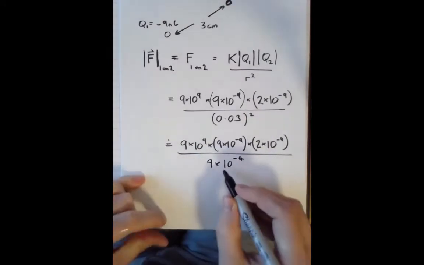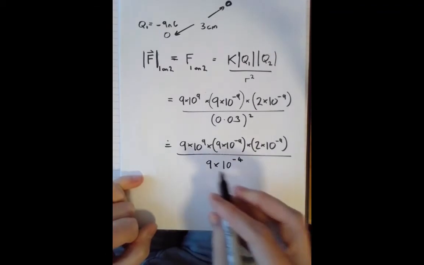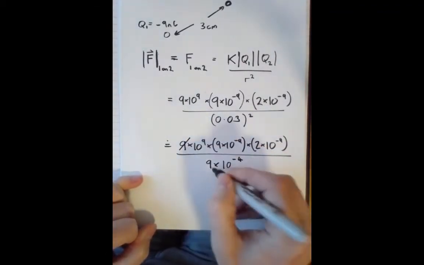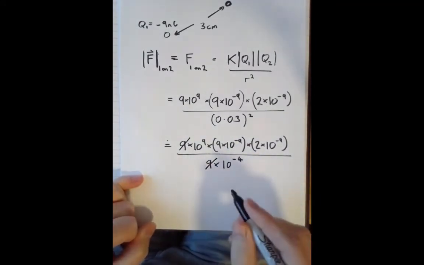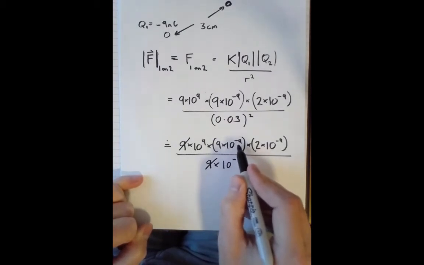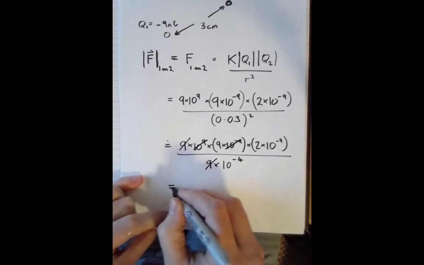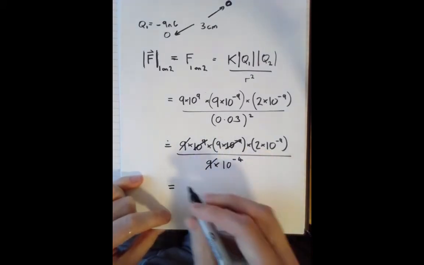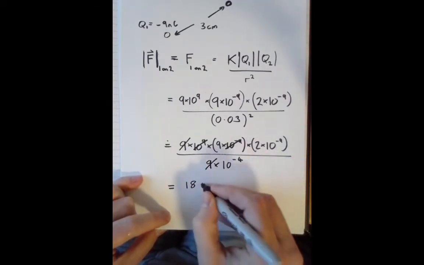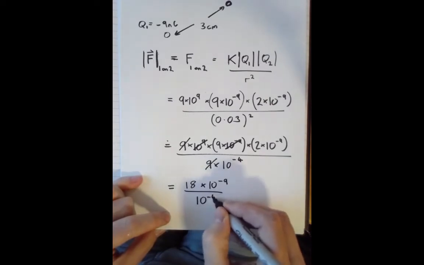Okay, now the next step, once you've multiplied out everything that's in parentheses, then you can start cancelling anything that will be cancelled. So for example, this 9 cancels that 9, because 9 divided by 9 is 1. 10 to the 9 here times 10 to the minus 9 here is just 1. So in other words, these cancel. On top, we're left with 9 times 2, which again, you can all do in your head. 9 times 2 is 18, times 10 to the minus 9. And on the bottom, we're just left with 10 to the minus 4.